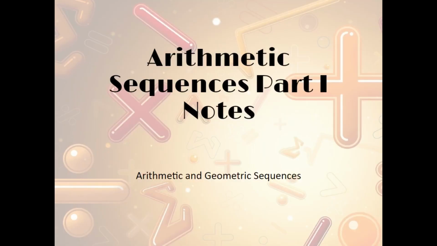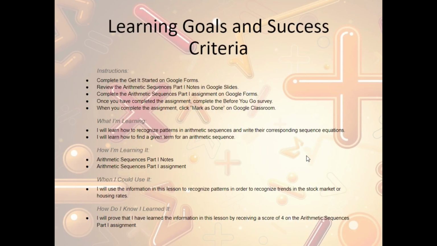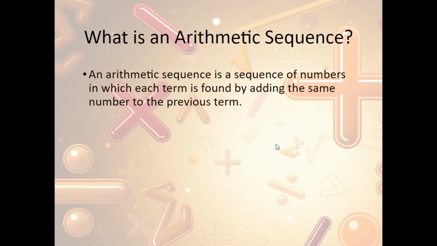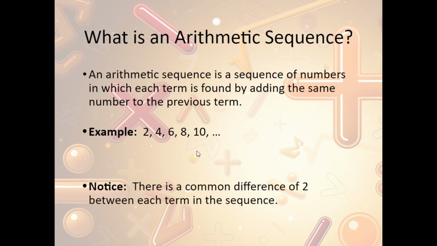Let's take a look now at the Arithmetic Sequences Part I notes. The notes begin with the learning goals and success criteria. What is an arithmetic sequence? An arithmetic sequence is a sequence of numbers in which each term is found by adding the same number to the previous term. An example of this would be 2, 4, 6, 8, 10, etc. Each time we move from one to the next, we're adding 2. So 2 plus 2 is 4, 4 plus 2 is 6, 6 plus 2 is 8, and so on, and it goes on forever. Notice that there's a common difference of 2 between each term in the sequence.